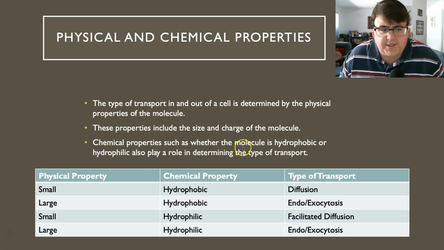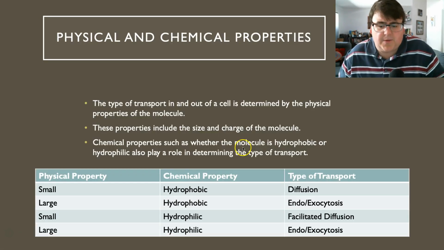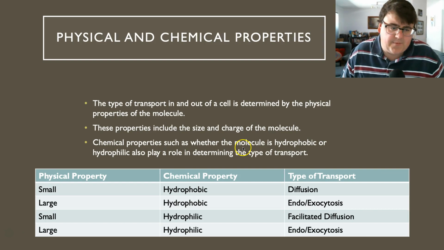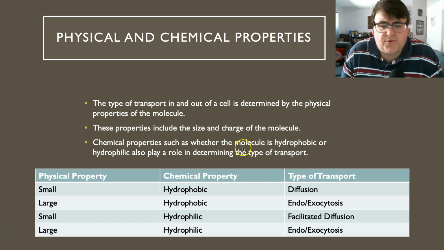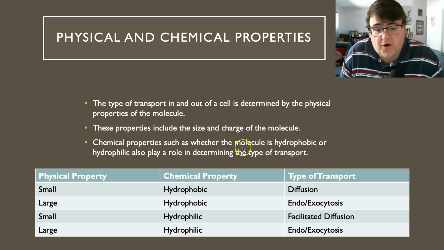But it's not just the cell itself that determines what type of transport is going to occur. For example, we need to talk about the type of transport that happens based on chemical properties and physical properties. So physical properties that we look at in the molecule include size and charge of a molecule. So we could be talking about large and small, or ions. We don't talk much about ions here, but know that ions determine what type of transport will occur. Chemical properties, we need to talk about things like hydrophobic or hydrophilic.